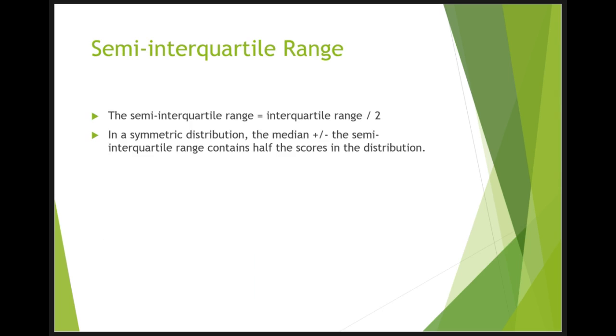A related measure of variability is called the semi-interquartile range. This semi-interquartile range is defined simply as the interquartile range divided by 2. If a distribution is symmetric, the median plus or minus the semi-interquartile range contains half the scores in the distribution.